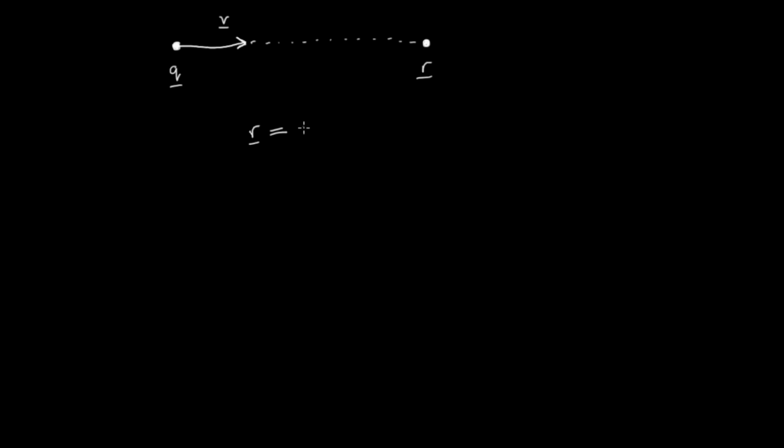So if we start, R will be equal to the position vector Q plus our vector V, which is the direction it will be going in, and I'm going to multiply V by a parameter, and I'll call that parameter T. Okay, so R is the position that our particle ends up in, Q is the original position, V is the vector in the direction it will be travelling, and T is some parameter. Now this is the vector equation of a straight line.